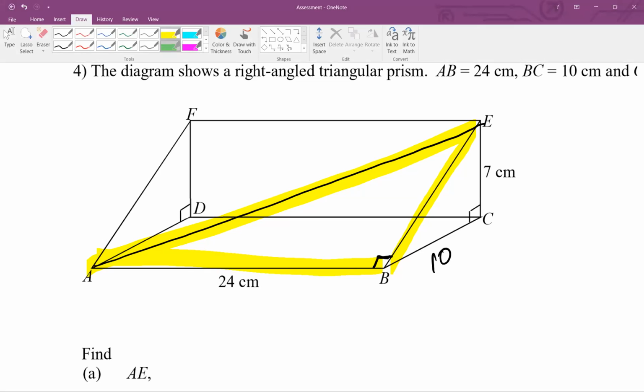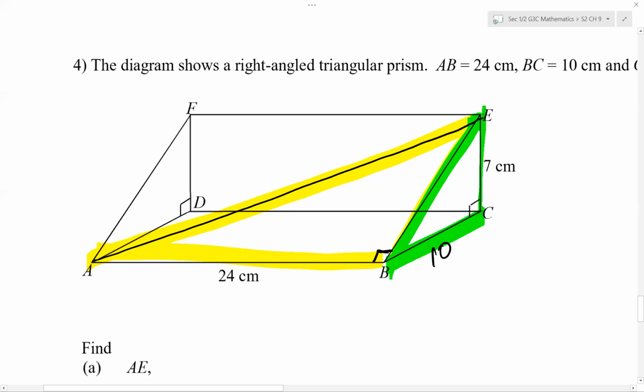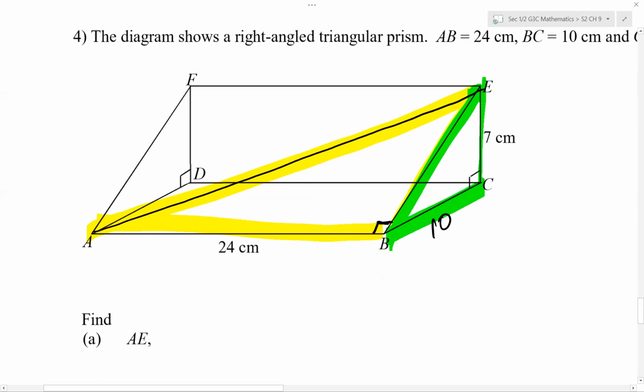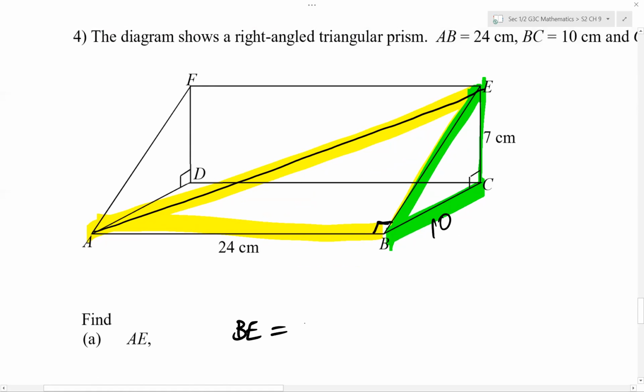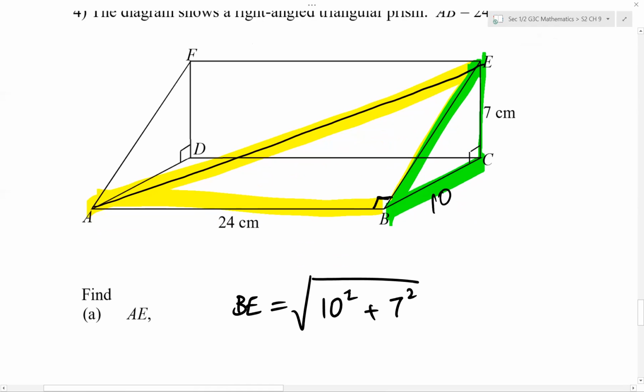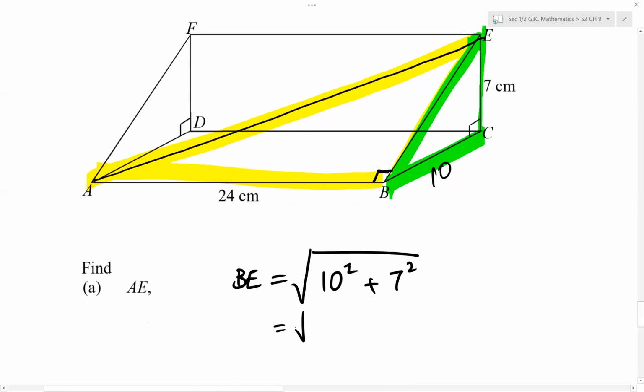Yes, this one very obvious already. It's a right angle triangle again over here. So Pythagoras theorem, I got the two lengths, 10 and 7. So in order to find AE, I need to find BE first. BE, we can do it in one line. 10 squared plus 7 squared, add them up, square root. Because BE is our hypotenuse, the longest side of the green triangle. So this will be square root 149. I do not want to evaluate. I want to leave it as square root 149. This is in cm.